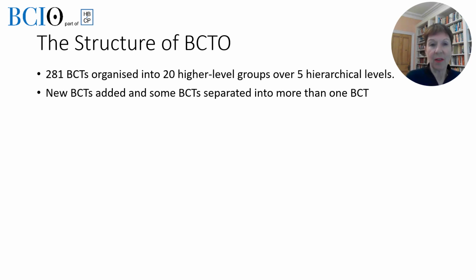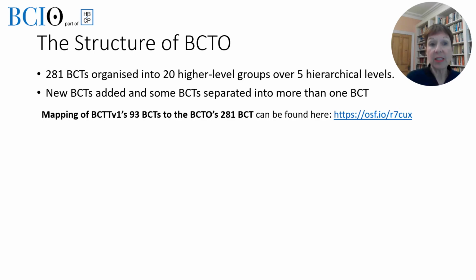So the structure of the behaviour change technique ontology is 281 behaviour change techniques. Those of you familiar with BCT Taxonomy V1 will remember it's got 93, so many more. And they're organised into 20 higher level groups over 5 hierarchical levels. So much more complex than the simple taxonomic structure we had before. So we've added many new behaviour change techniques, and some have been separated into more than one.